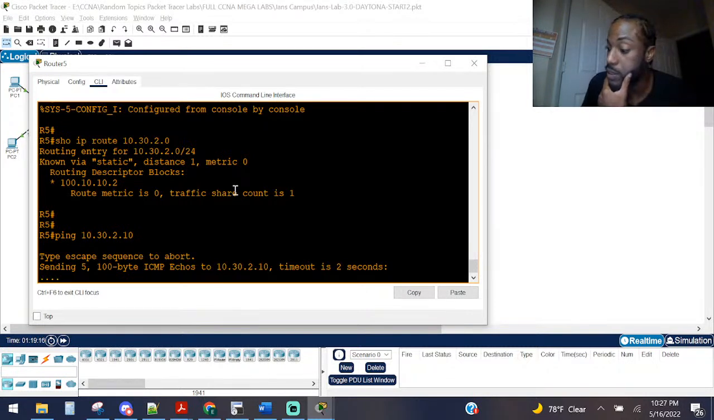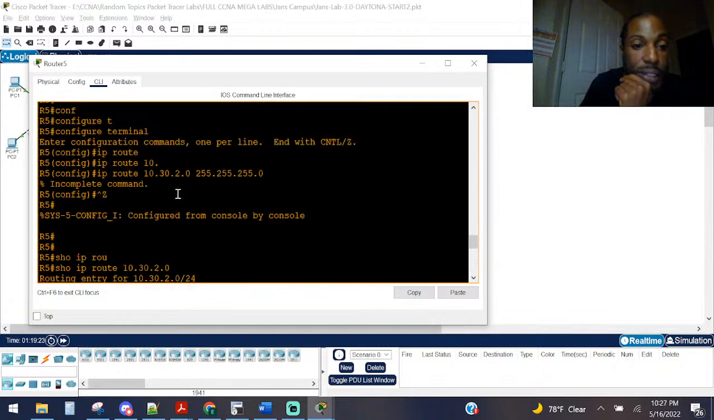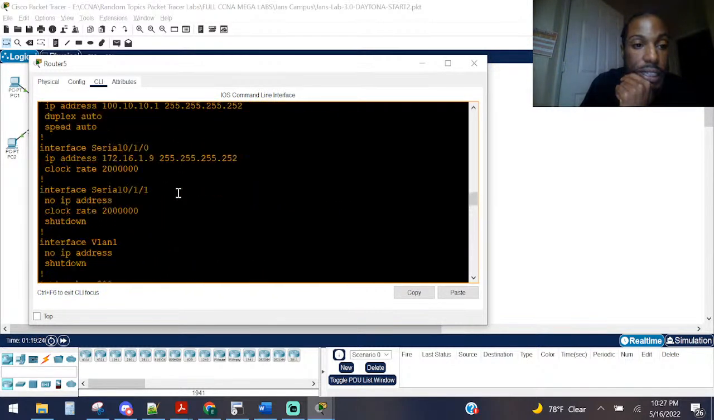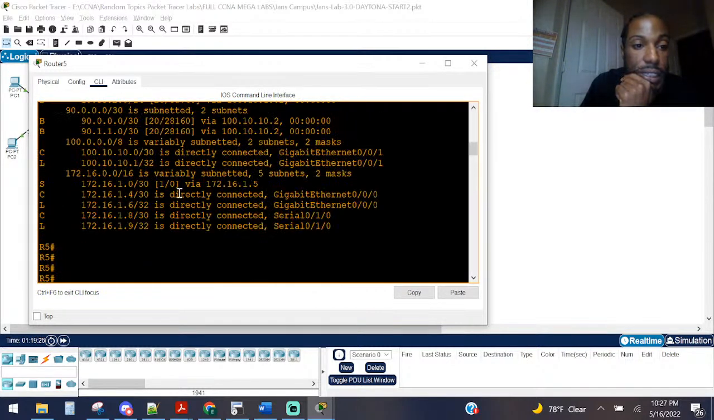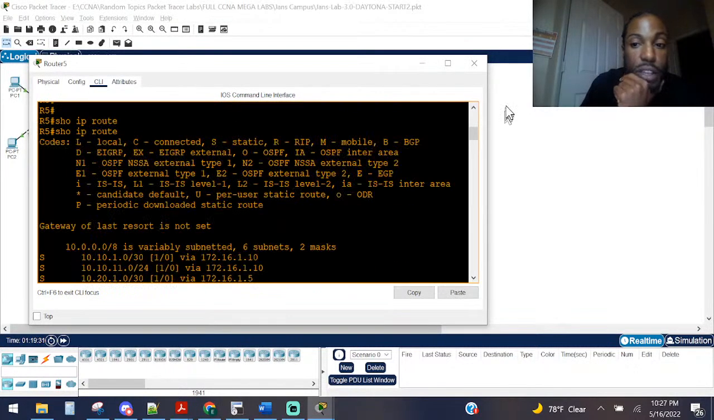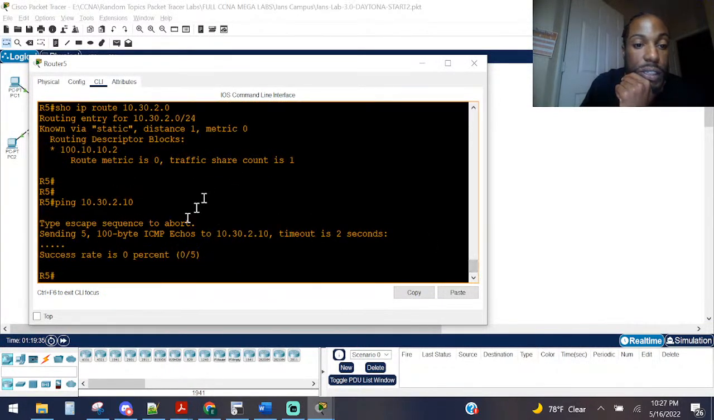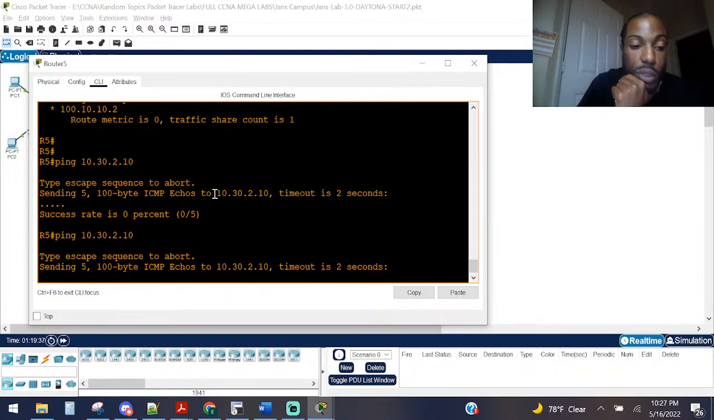We might have broken something. Remember the first time we were able to ping 10.30.2.10, right? Let's see. Yep, we were able to ping it the first time, but now once we put that static route in there, it looks like I can't ping it. So let's remove that. I don't think that's the way to fix it. Can't remember how I fixed that problem.